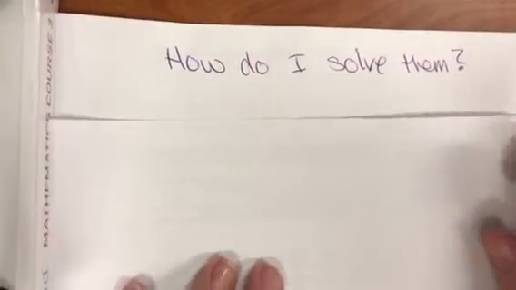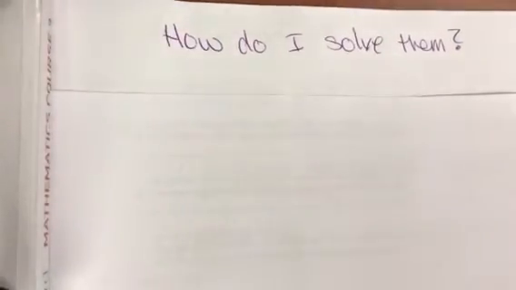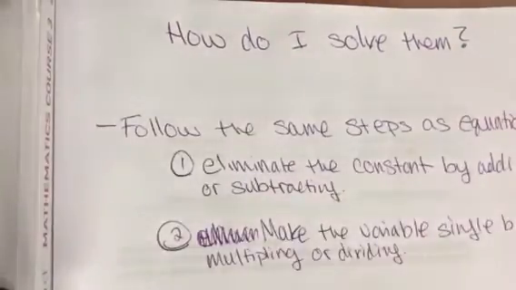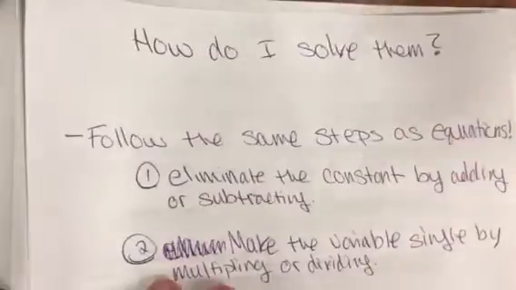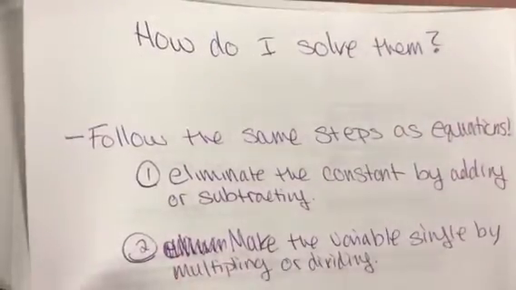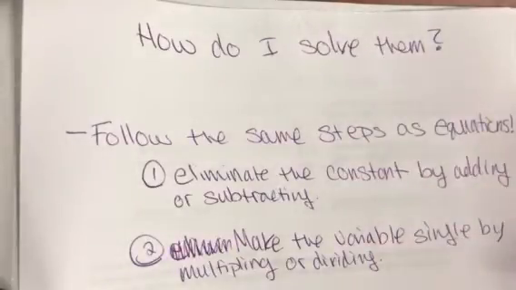Now, how do I solve an inequality problem? I bet you $100,000 it's almost exactly like an equation. I bet there's two steps. Follow the same steps as equations. Yes, students, even though you have written these down under solving two-step equations, please write them down again. Step 1, eliminate the constant by adding or subtracting. Step 2, make the variable single by multiplying or dividing. It's the exact same. You should all be very happy about that. Makes things a little easier.